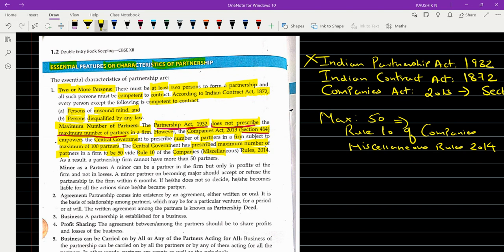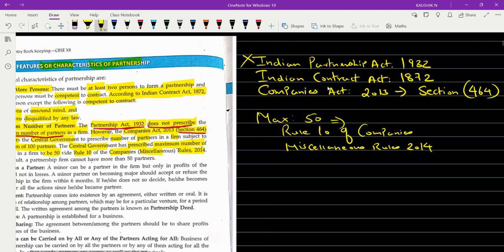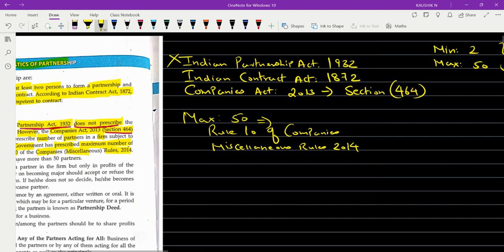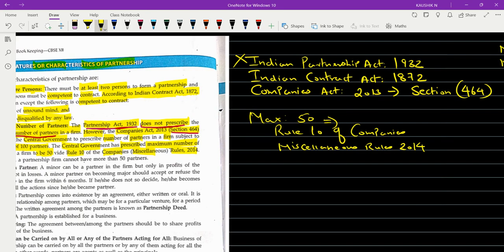At the end of the day, it means 2 is the minimum count and 50 is the maximum count. Yes, the concept is very simple. In a partnership, the minimum is 2 and the maximum is 50 members. Okay, this is the limit. But from where you derive this is very important. Though you can just say it very simply, 2 is the minimum number of members and 50 is the maximum number that can be accommodated in a partnership firm, you should know which particular act has emphasized or taken this decision.